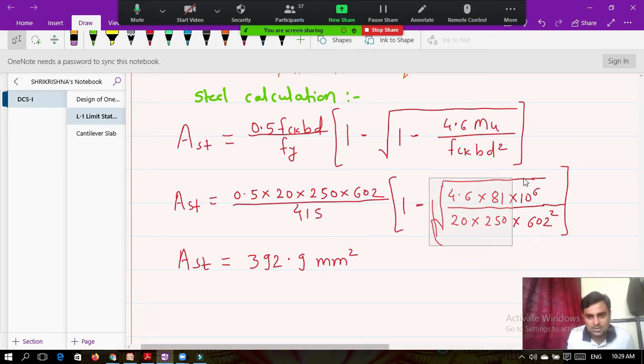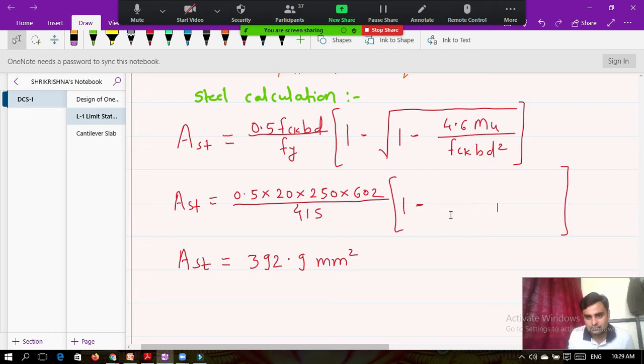Have you done this calculation correctly? Or anybody else who has done the calculation? Correctly? 0.55, 1 minus 0.55 is 0.45. Please do the corrections.